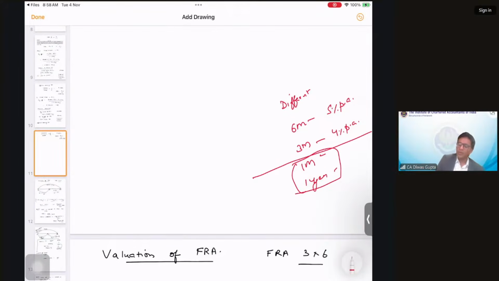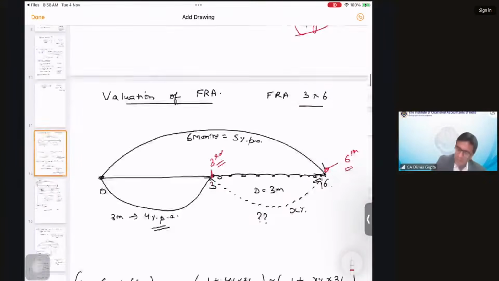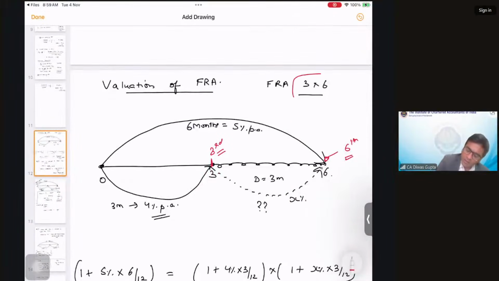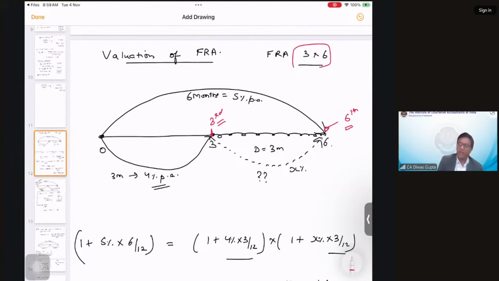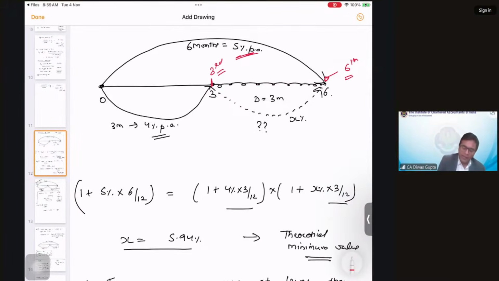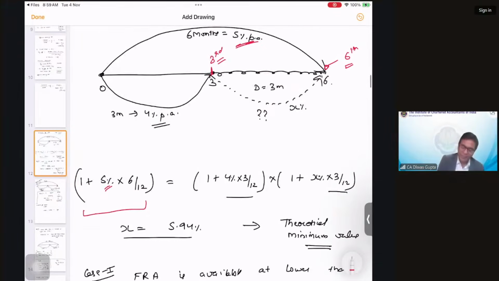Okay. Now, what is happening here, students? We will have to find out what is the interest rate applicable after 3 months up to the sixth month, right? That is what we are trying to identify. So there is a way to do that. One, we will have to see what is the 6 months rate of interest, and we will have to multiply it by 6 by 12, where the 6 months rate of interest is 5%. So that means 1 rupee today will become this much of value after the sixth month. Correct?